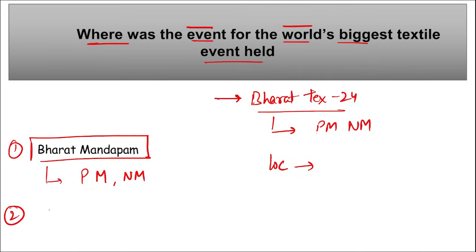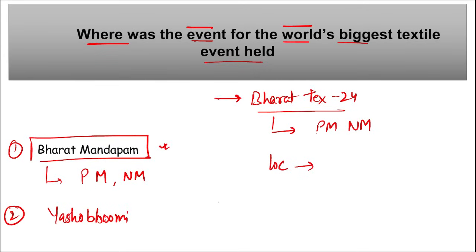This is first venue. Second venue, remember, Yasho Bhumi, right? Yasho Bhumi. So these are the two venues that you need to remember, but the first and important one is Bharat Mandapam and second is Yasho Bhumi. These are the two India's largest exhibition center where the event for this Bharat Tex took place.